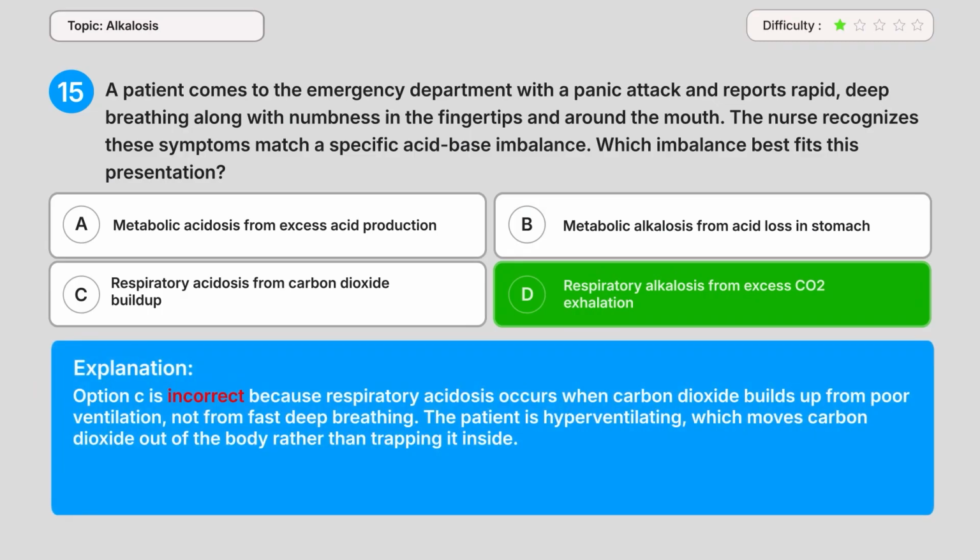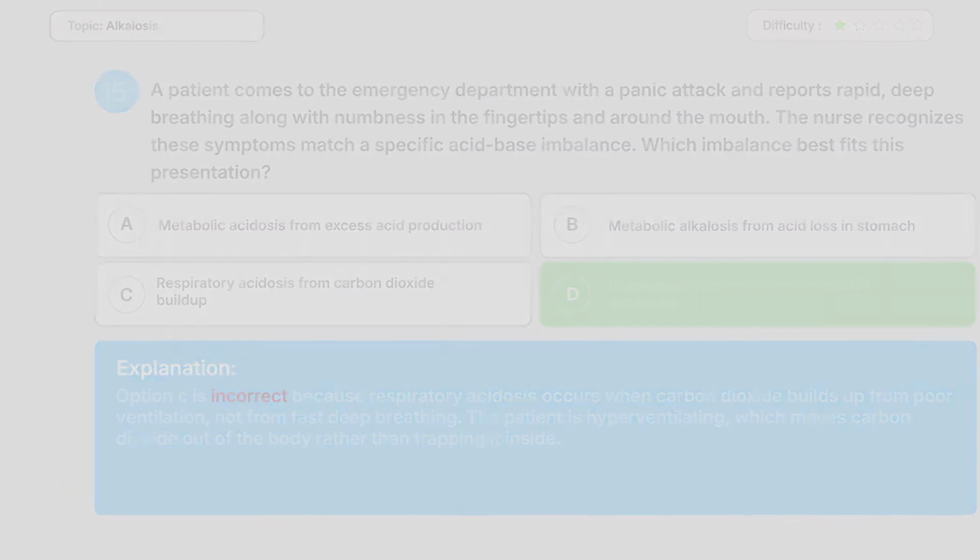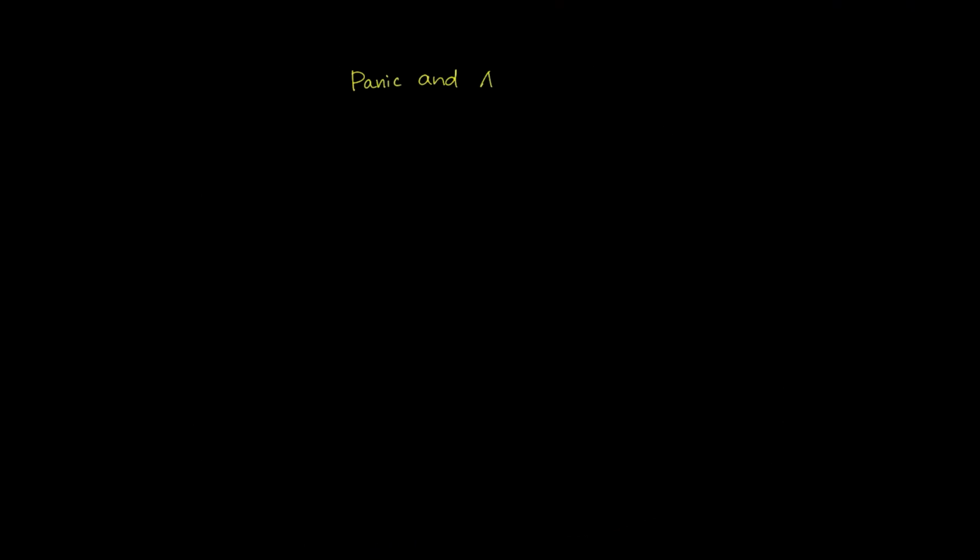Option C is incorrect because respiratory acidosis occurs when carbon dioxide builds up from poor ventilation, not from fast deep breathing. The patient is hyperventilating, which moves carbon dioxide out of the body rather than trapping it inside. Panic attack acid base is the mirror image of the COPD question earlier.